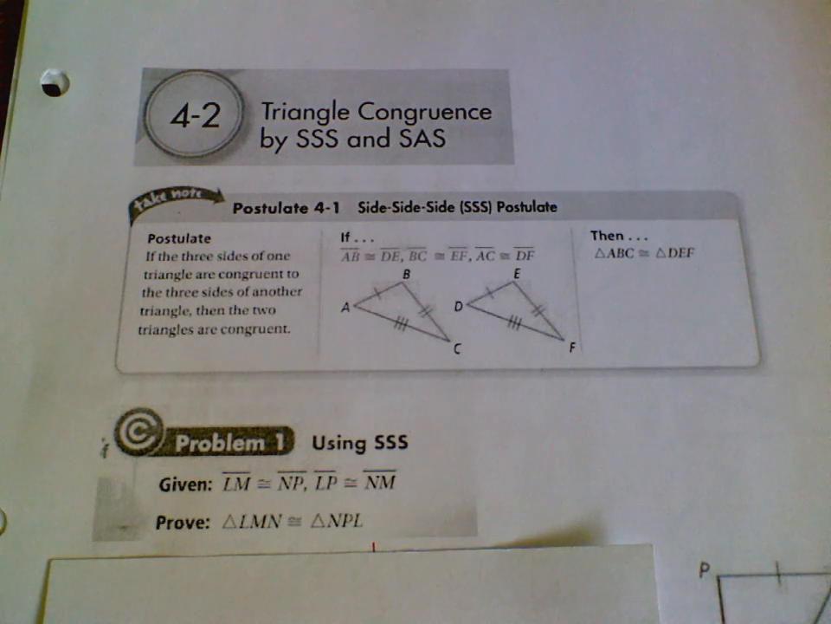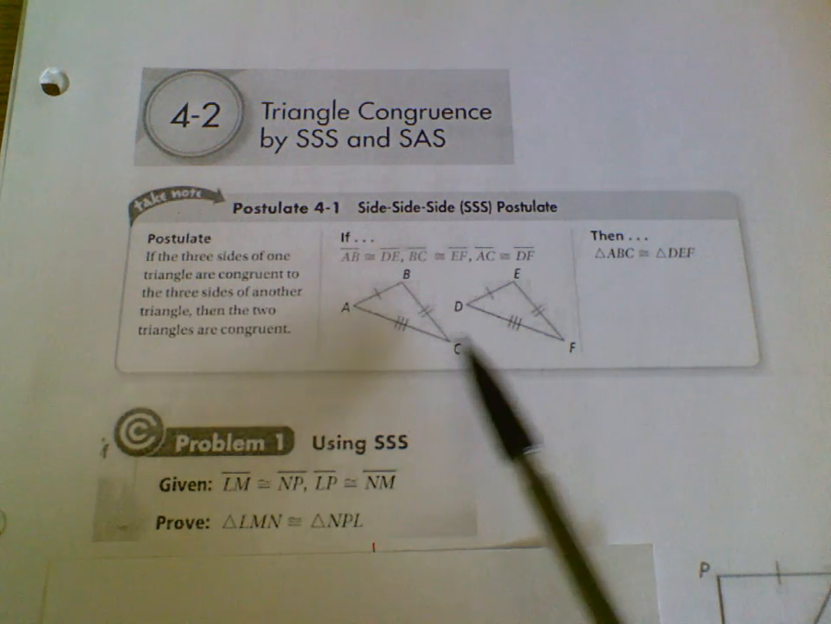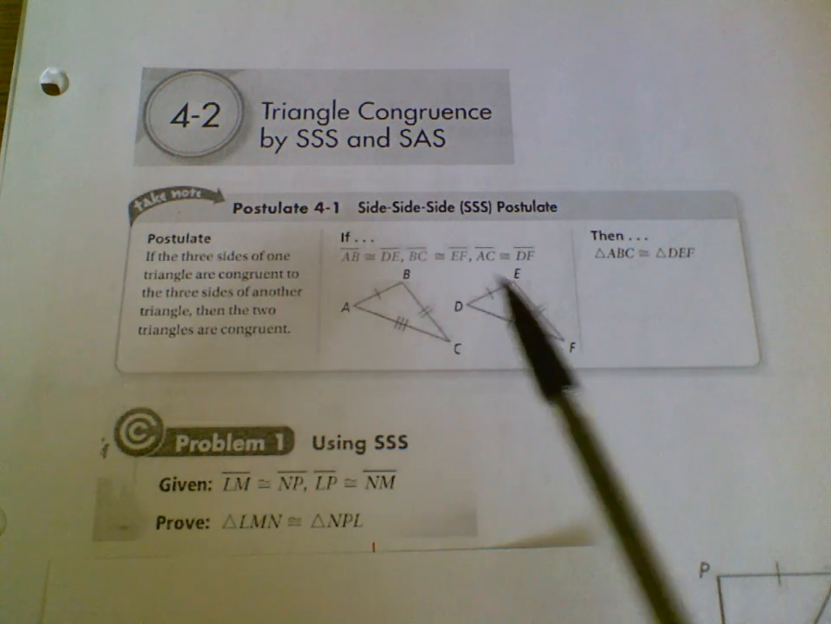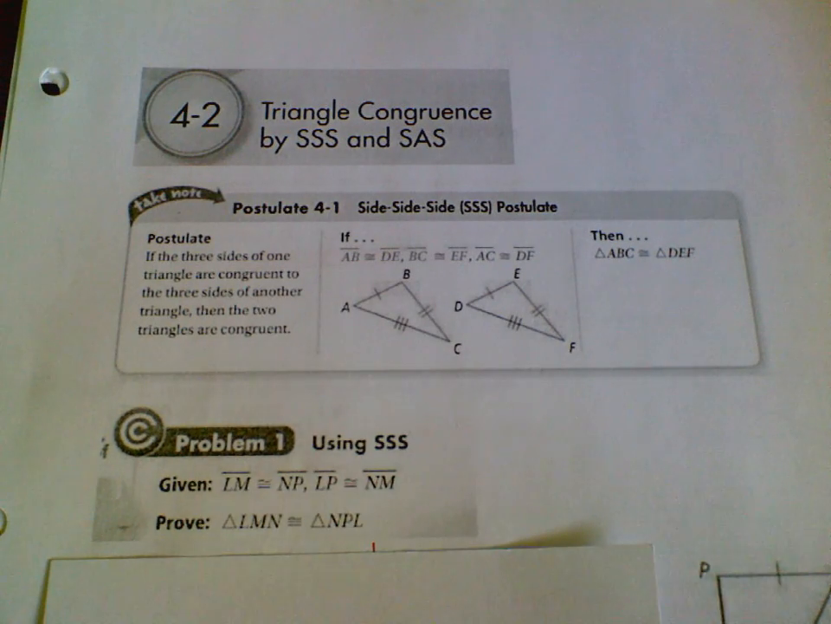Okay, so the next two sections, 4.2 and 4.3, are going to be you showing triangles are congruent. And there's four ways you can show them. The first way is using the side postulate. What that says is if you have three sides of one triangle congruent to three sides of another triangle, then you know those two triangles are congruent. So side means you need to have all three pairs of sides congruent to each other.